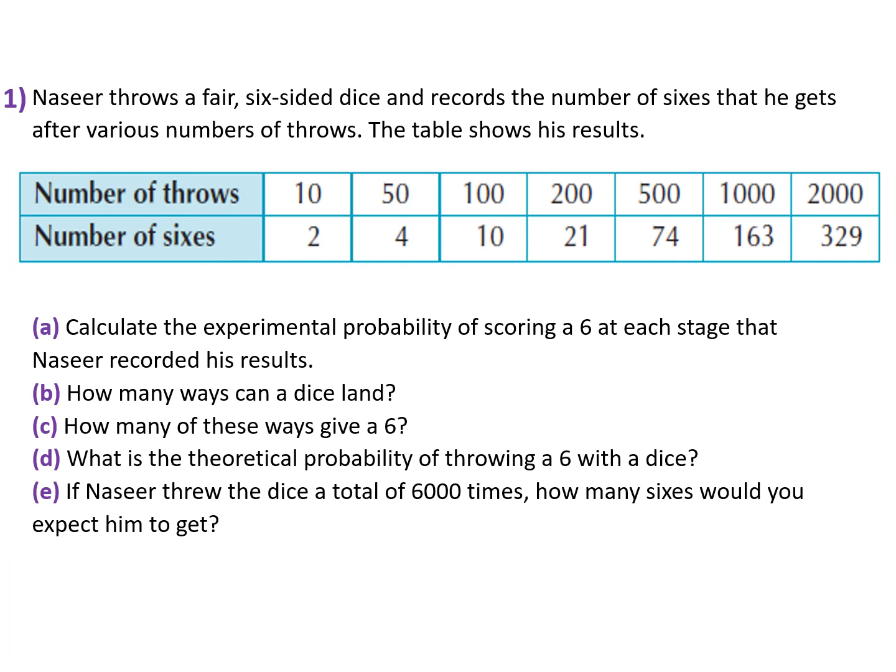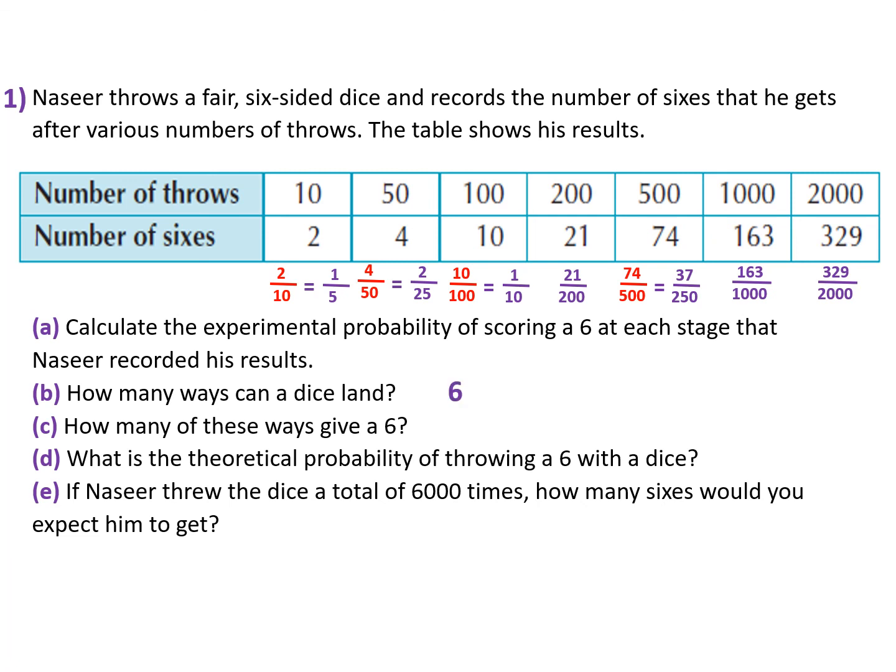Okay, so now the first question is, calculate the experimental probability of scoring a 6 at each stage that Nasir recorded his results. In the first place, there are 2 sixes when he throws 10 times. So 2 over 10, which can be simplified to 1 over 5, then 4 over 50, and so on. We can write these results.